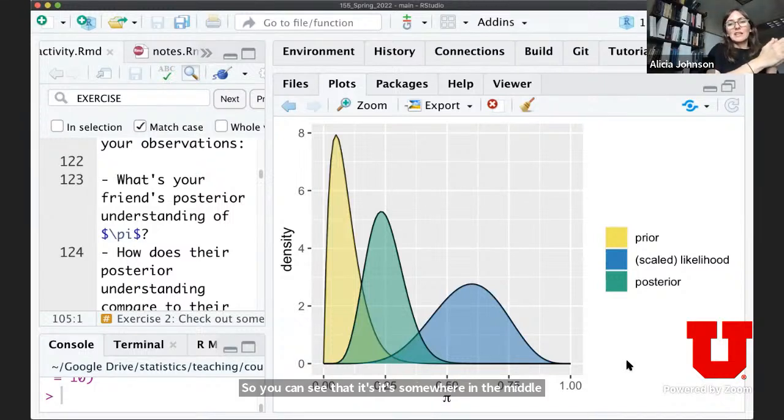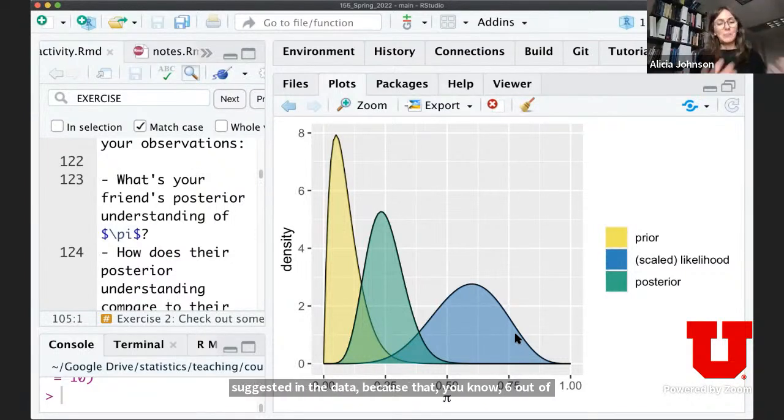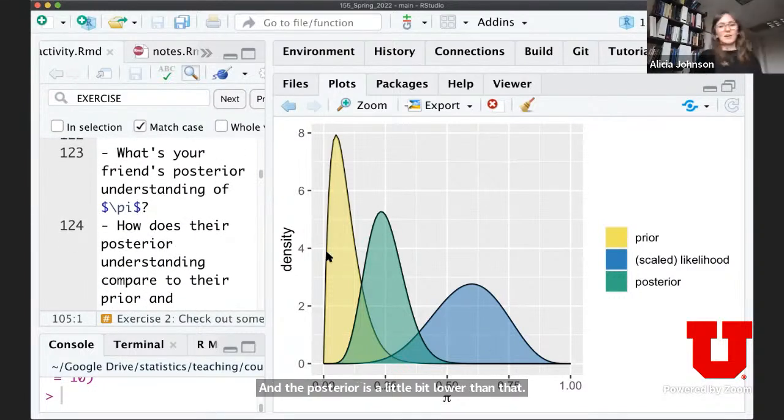They don't think it's as low as they thought before seeing the data, because the data convinced them that that proportion is higher. But it's also not as high as 60% as suggested in the data, because that 6 out of 10 result is not based on a big sample size, and the posterior is a little bit lower than that. So in this case, their posterior best guess is more around, say, 0.25-ish. So a quarter of people believe in climate change, whereas their prior assumption was that it was closer to 10%.